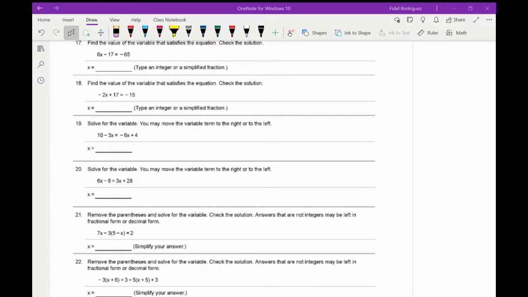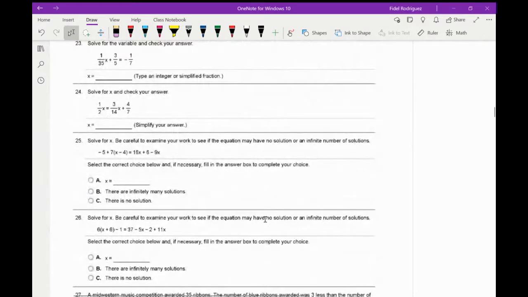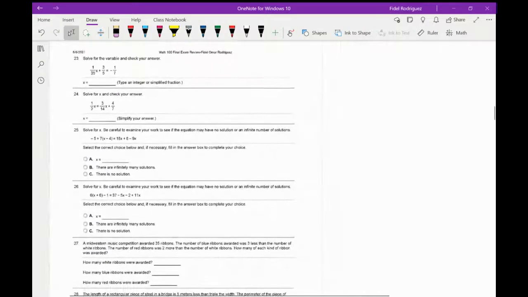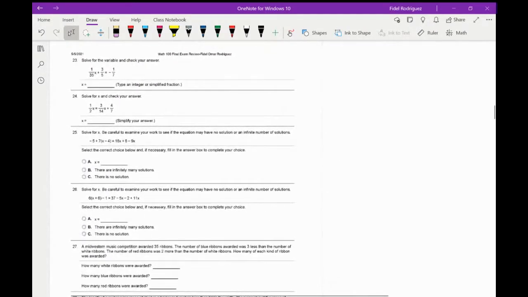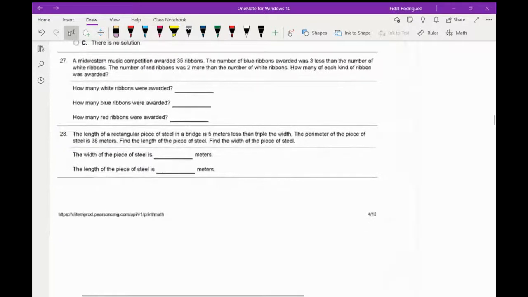All right, so guys, I'm going to scroll down a little further. So let's see. Anybody have any questions here? This is 23 through 27. Number 27, definitely. So let's go through 27 here, y'all. I'm going to zoom in here so we can see what's happening.